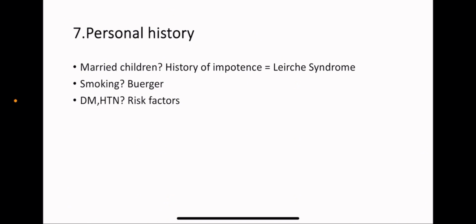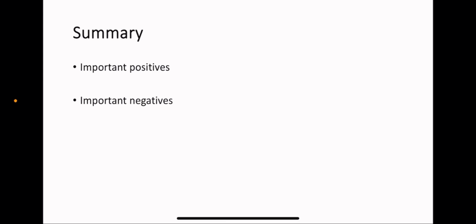Personal history, ask about the marital status and the children. And why do we ask about that? Because history of impotence may indicate Leriche syndrome. Smoking, as we said, is associated with Buerger disease, and diabetes and hypertension, both of these are risk factors. All of this in the personal history.